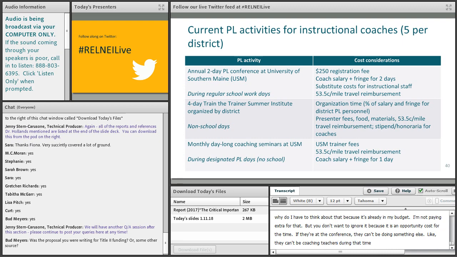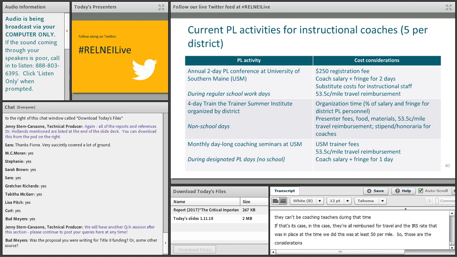If some of these coaches teach as well, then you'd need substitute teachers to cover their classes, so that's another cost. And then in this case, they're all reimbursed for travel, and the IRS rate that was in place at the time we did this was 53.5 cents per mile. So those are the considerations for the conference.